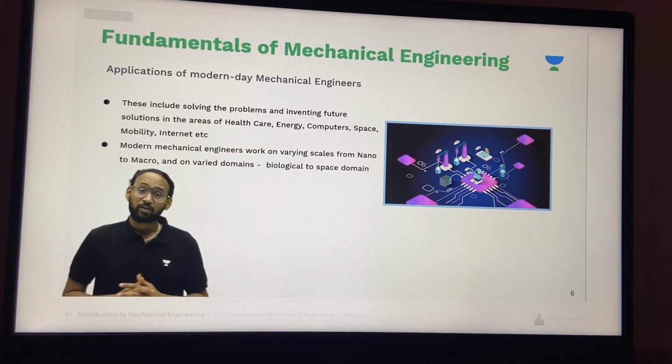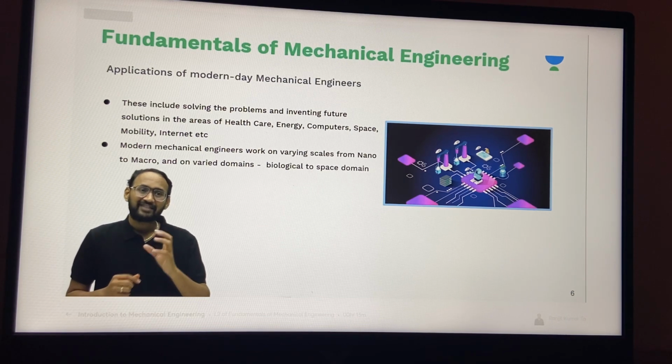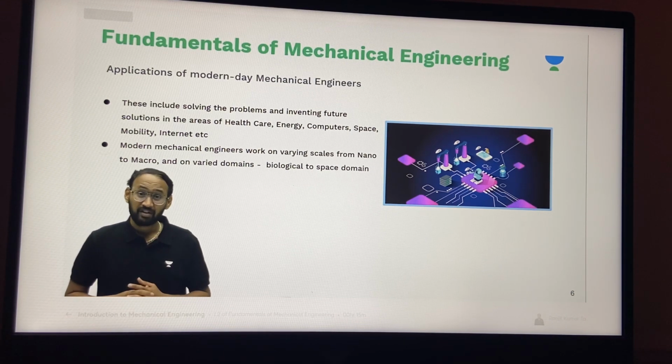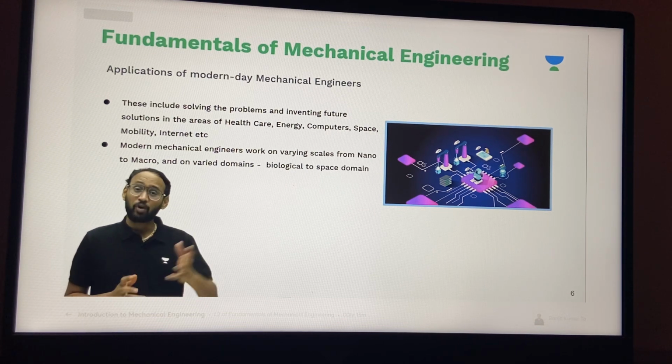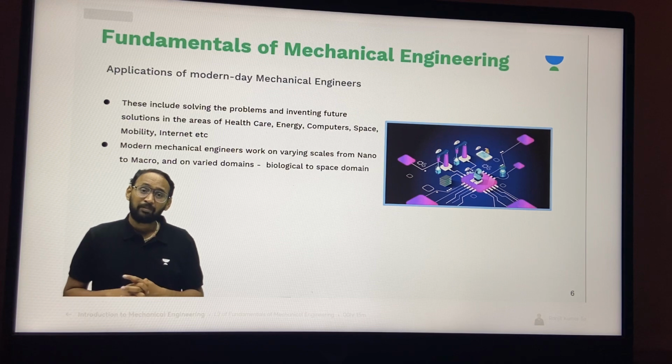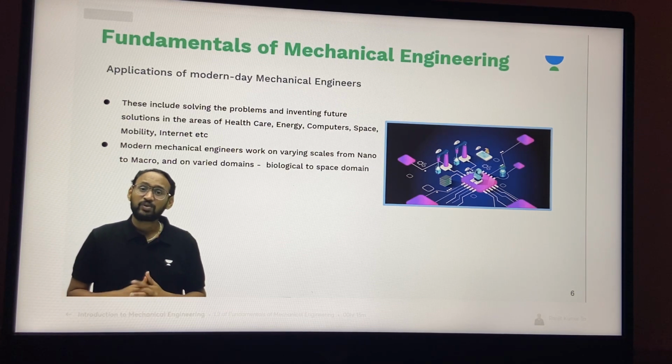For example, micro electromechanical systems, which we call MEMS. We have MEMS which are the size of a micrometer. So whatever components or products you're talking about in MEMS, it's the size of micrometers, a few micrometers for that matter. You have MEMS robots, you have MEMS sensors, and these sensors are used in a wide range of applications, right?